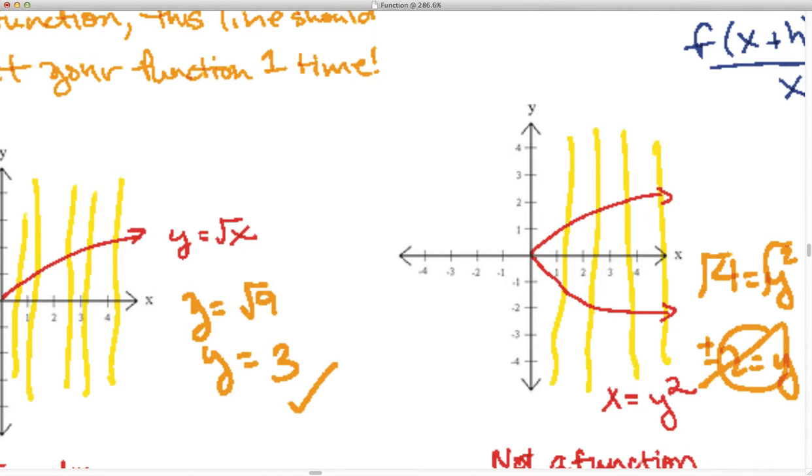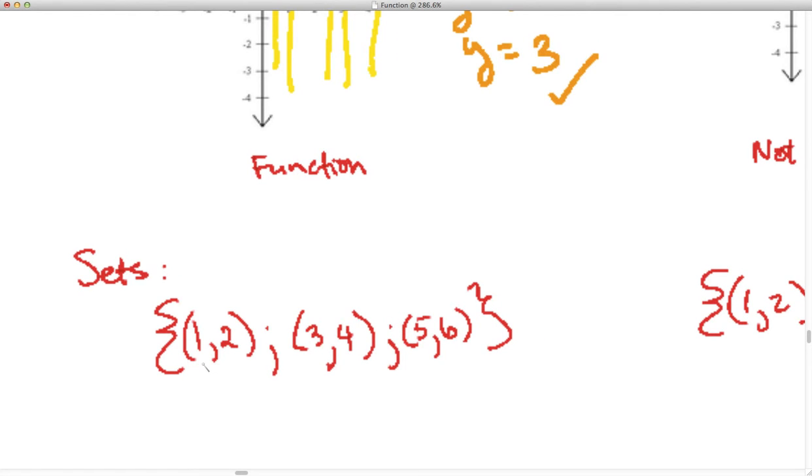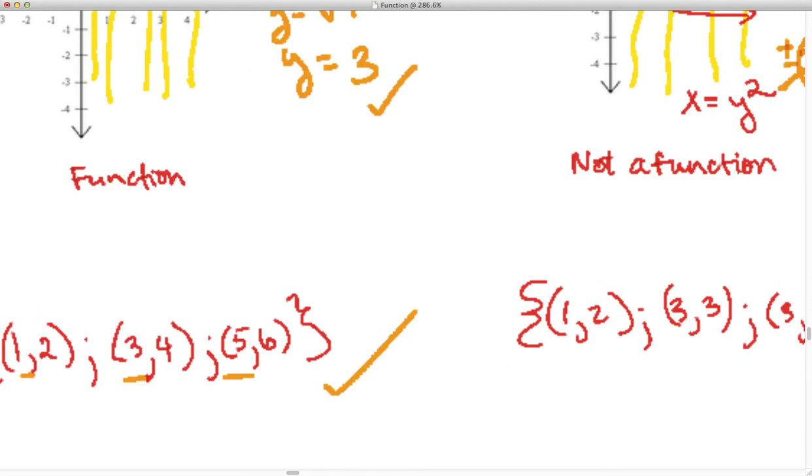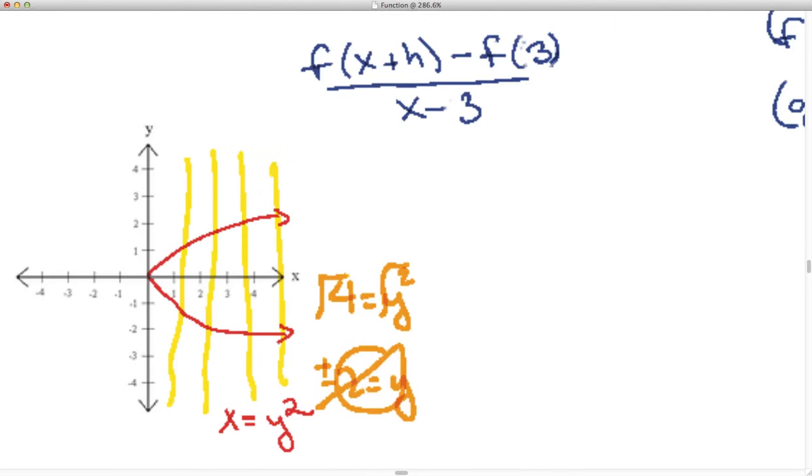Okay. If we're looking at sets, just look for repeats. Here there's no repeats in the x values, so we're good to go. We know that's going to be a function. Whereas here, you should be able to recognize immediately that the x value of 3 has two different y values, so therefore it's not a function. Okay, hope that clarifies that part of it.